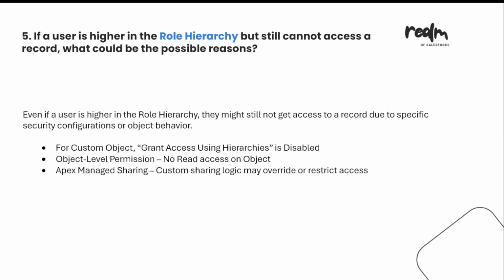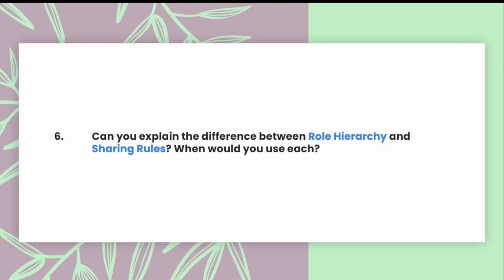And lastly, we can check some of the managed Apex sharing. The company may have some Apex logic to create sharing records or to control the sharing of different records. So that might be affecting why the user is not able to see that particular record. These are some of the approaches that we can follow. Moving on to the next question.